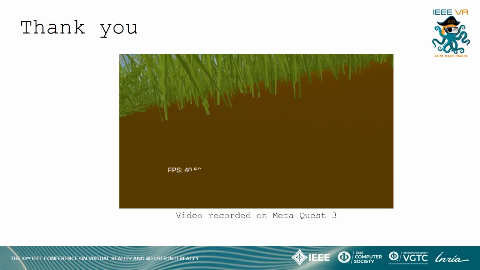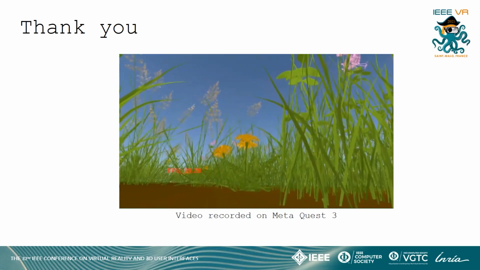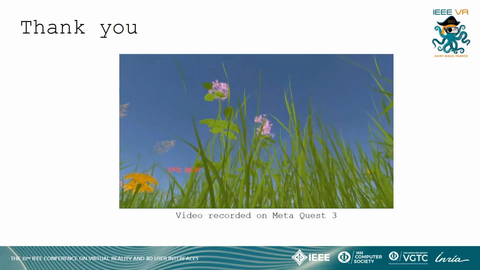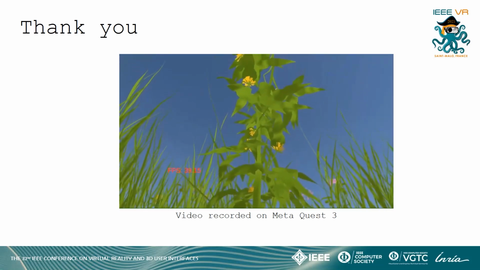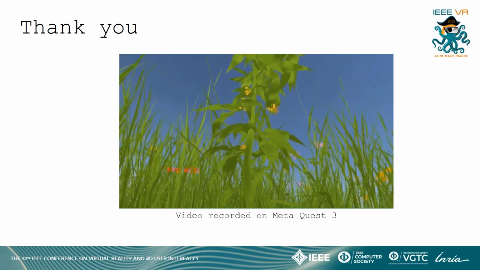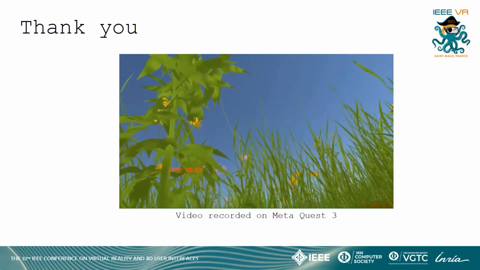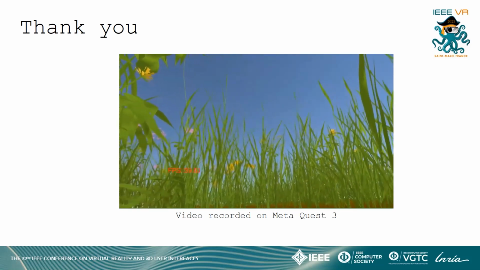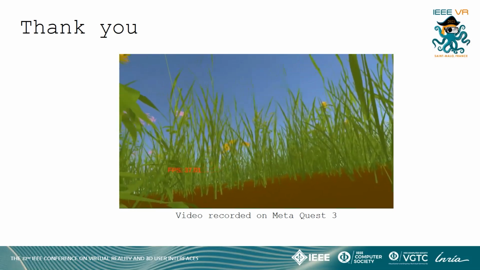So here's the other data set, another data set that we tested, the grass data set. So again, the frame rate is not 72 frames per second, but nonetheless it is quite comfortable, and we're demonstrating that we're porting these 55 million triangle data sets, or 45 million triangle data sets to a Quest 3 and render a very rich scene, this ground level view of the grass.